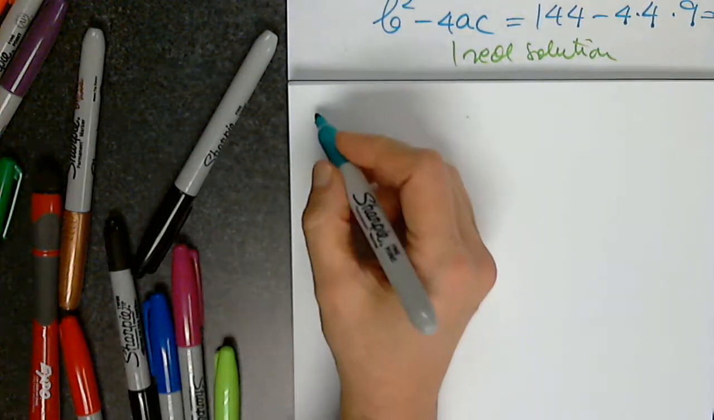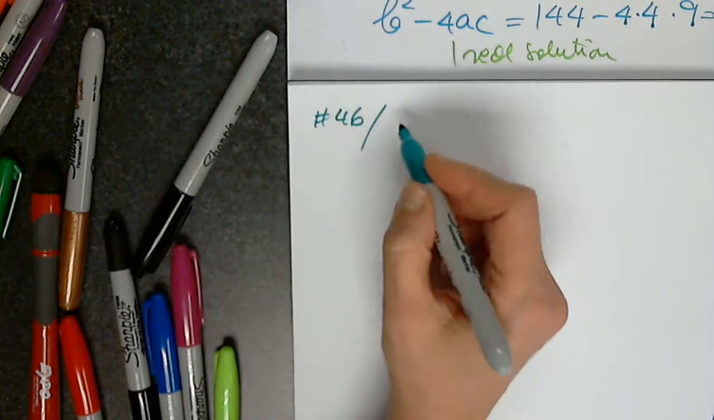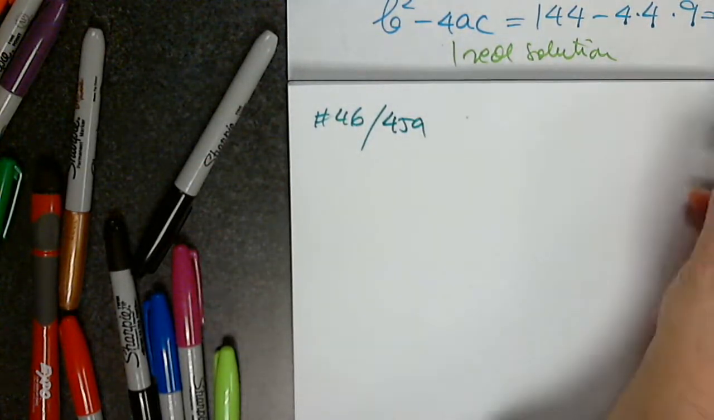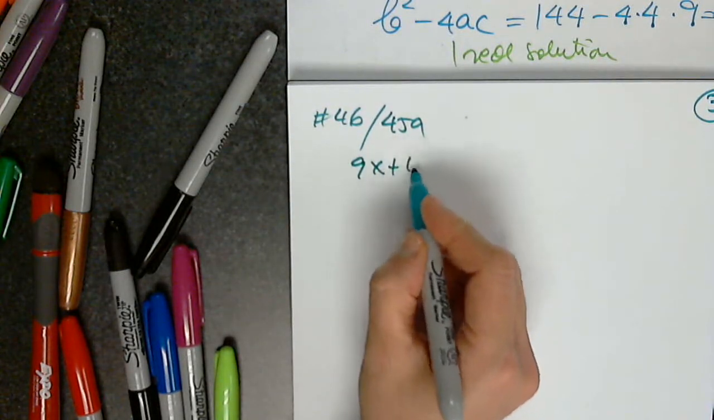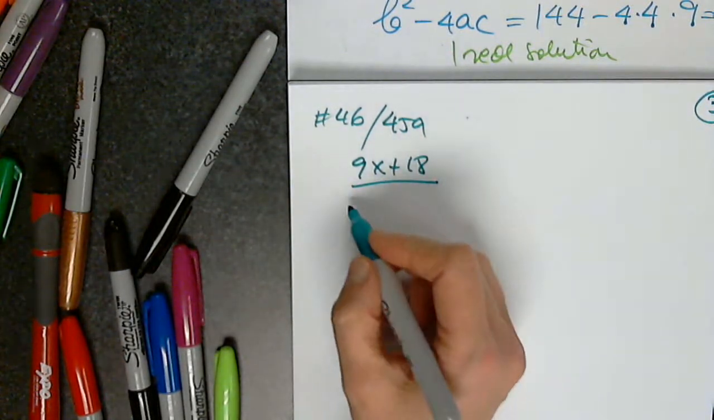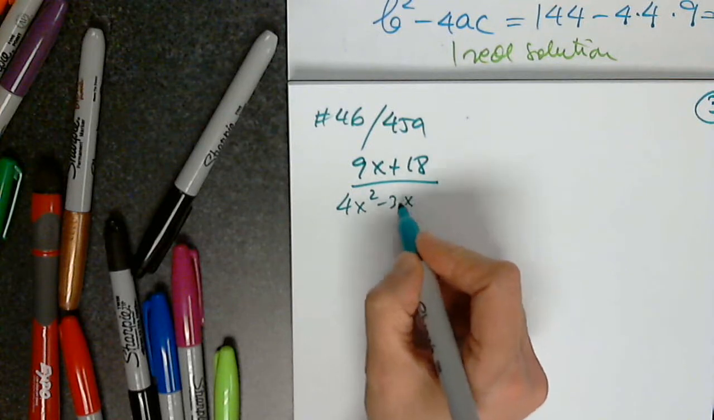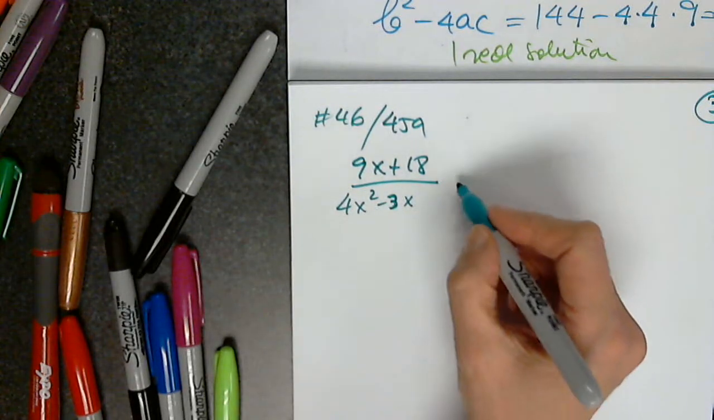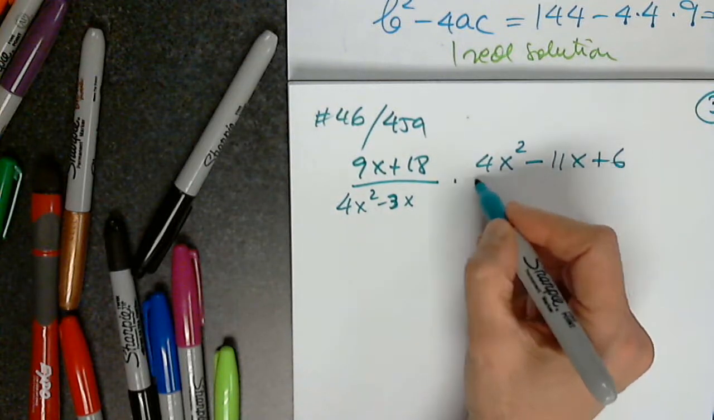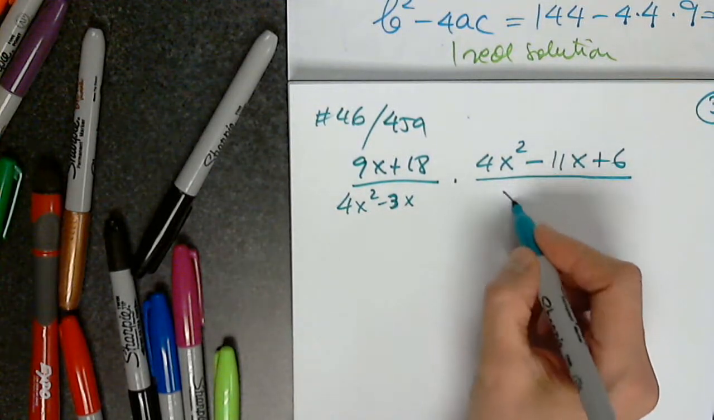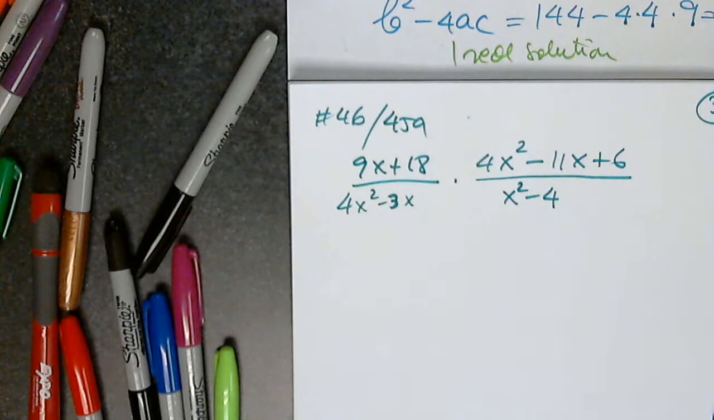Let's look at 46 on page 459. And this is 9x plus 18 divided by 4x squared minus 3x, times 4x squared minus 11x plus 6, everything divided by x squared minus 4. So let's work on this for 1 minute. Please raise your hand if you need my help.